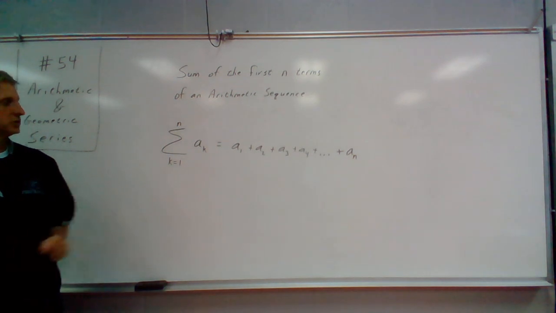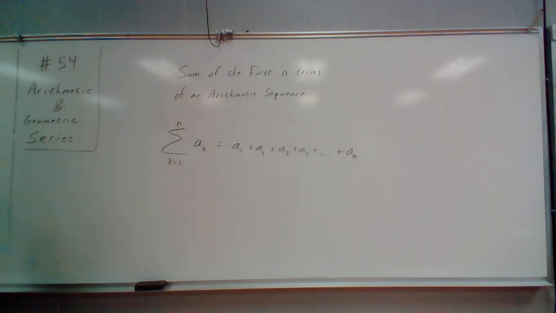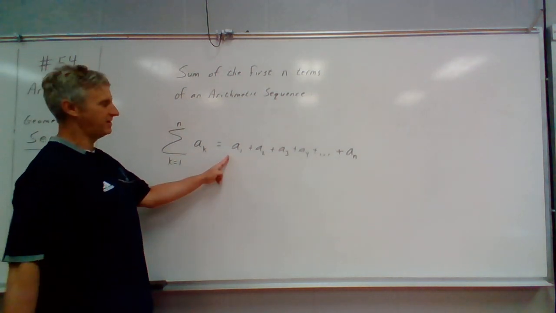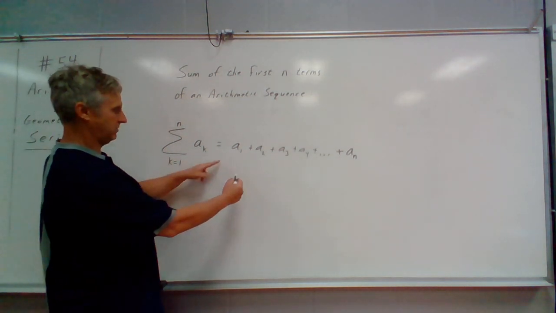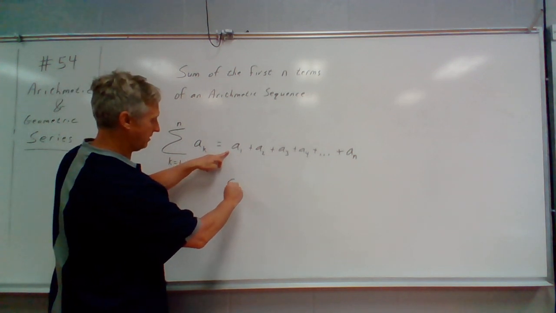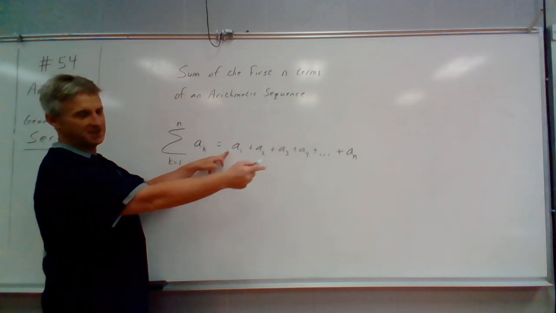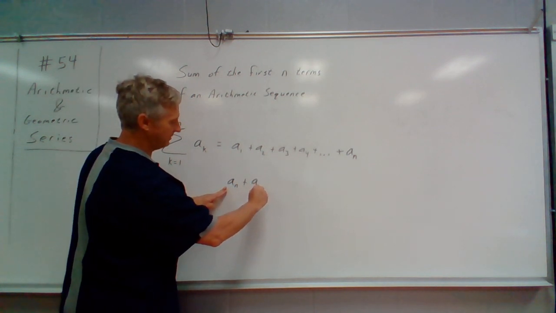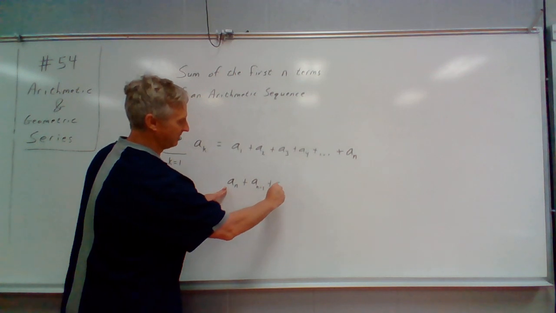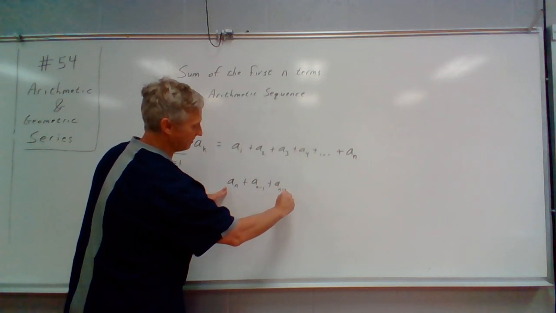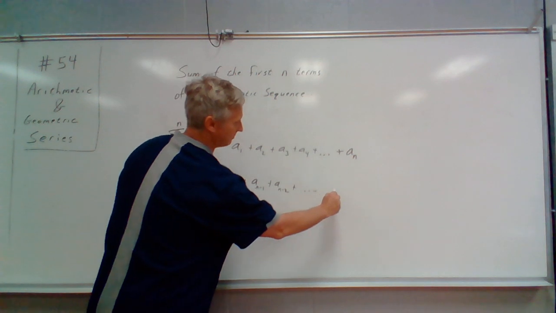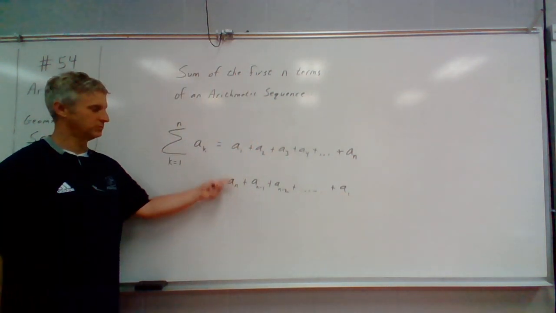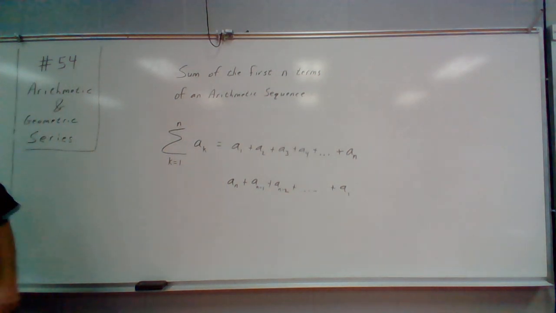Well, we're going to try the trick that the little smart aleck Gauss did, and we're going to write a second copy of these. All right, so what I'm going to do is write the same series backwards. So I'm going to start with a sub n, and then I'm going to do a sub n minus 1, a sub n minus 2, plus on and on and on until I get to a sub 1. So the exact same numbers, I just wrote them backwards. You can add up numbers in any order.